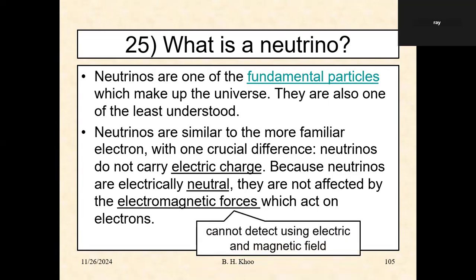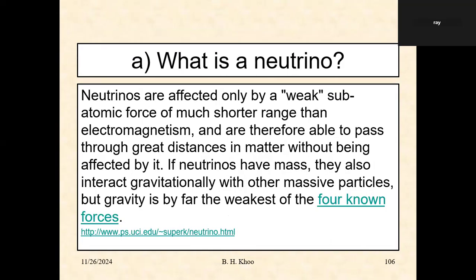Electromagnetic force cannot be detected using electric and magnetic fields. Neutrinos are affected only by the weak subatomic force, of much shorter range than electromagnetism, and are therefore able to pass through great distances in matter without being affected by it. If neutrinos have mass, they also interact gravitationally with other massive particles, but gravity is by far the weakest of all the four known forces.